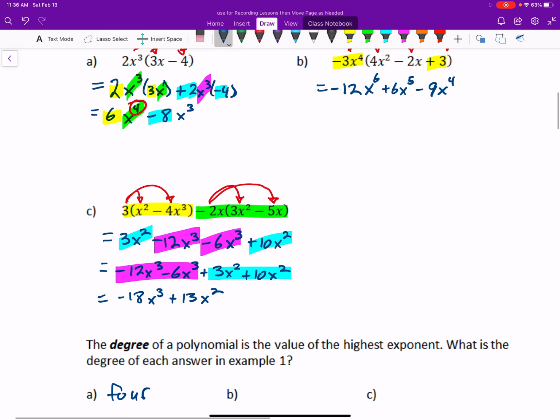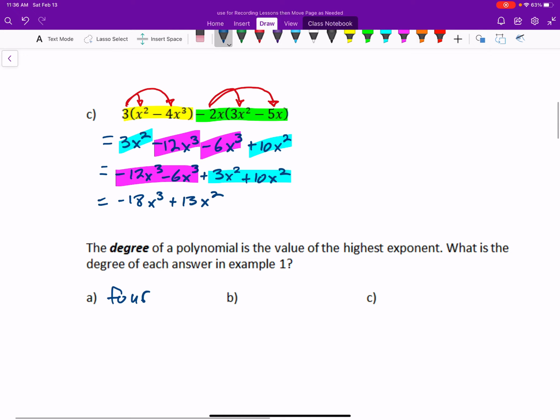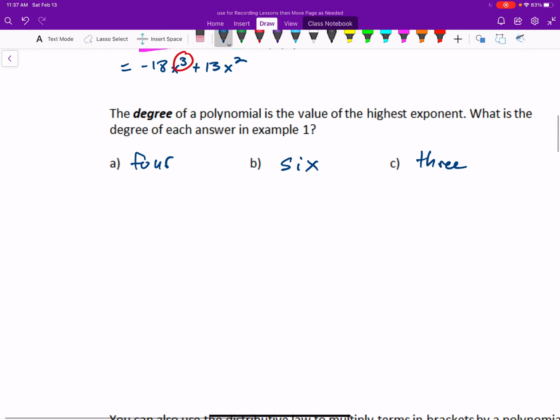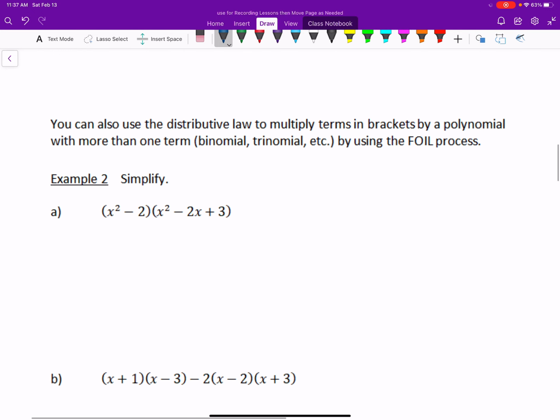The degree for example 2 is 6. And the degree for example part C is 3. So again, the coefficients have got nothing to do with it. It's the highest exponent, which should always be your first term if you write them in the correct order.